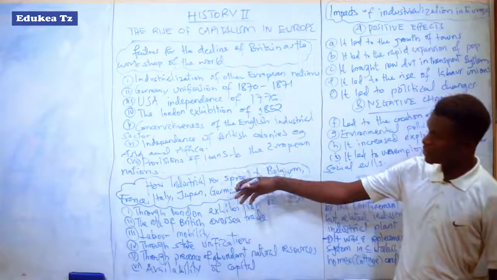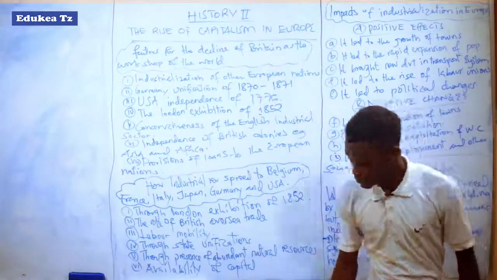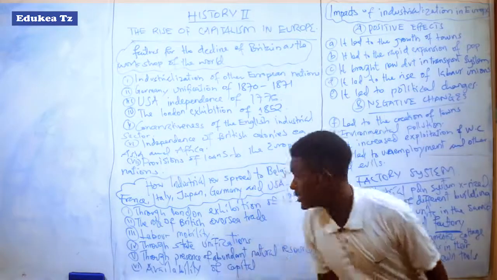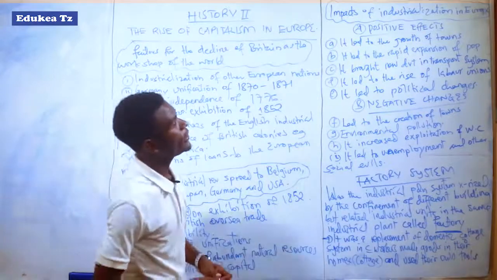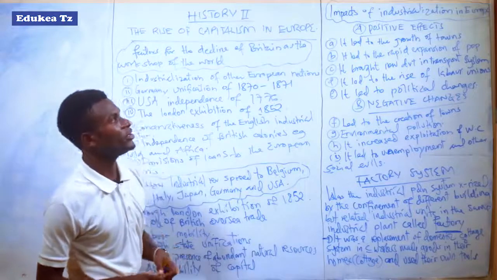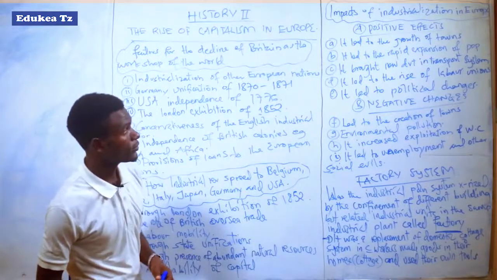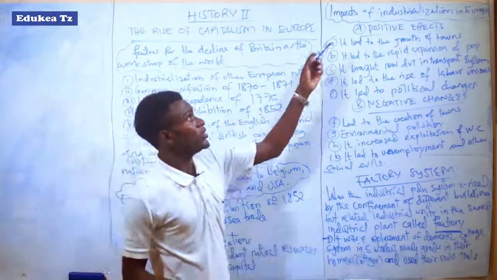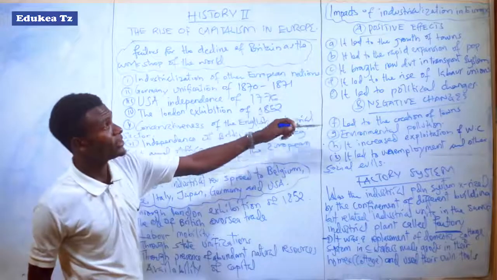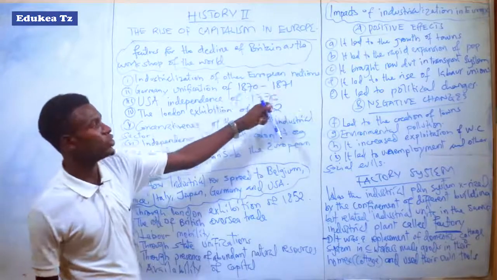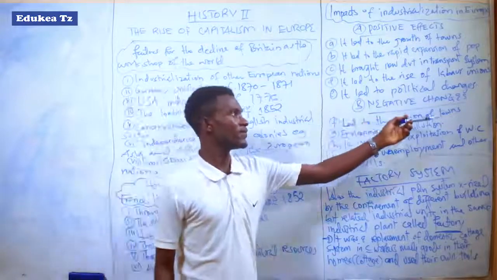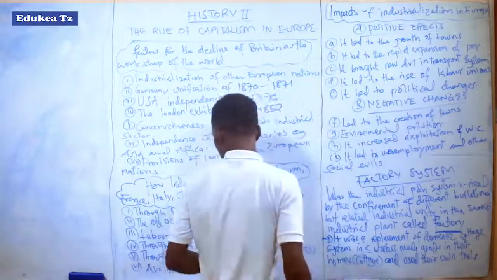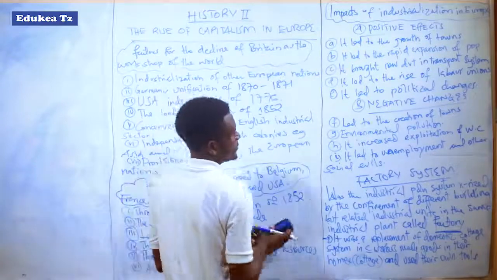So after looking at how the Industrial Revolution spread to those nations, let us see the impact of industrialization in Europe. The impacts are categorized in two groups, which are positive effects and negative effects.